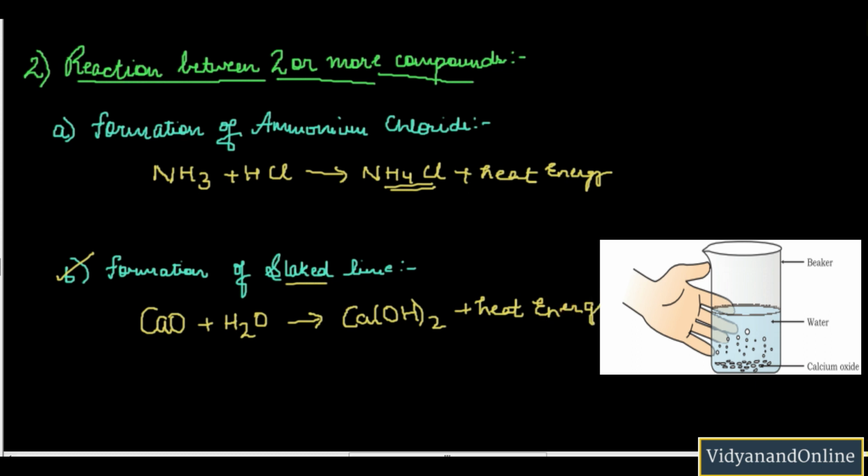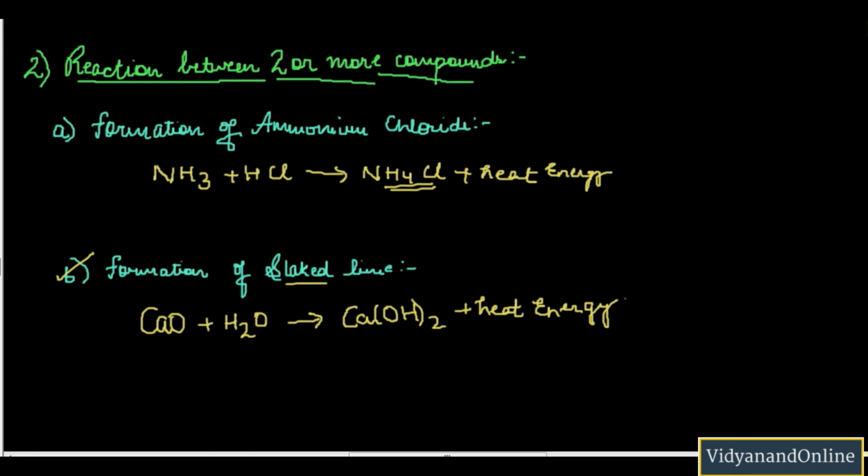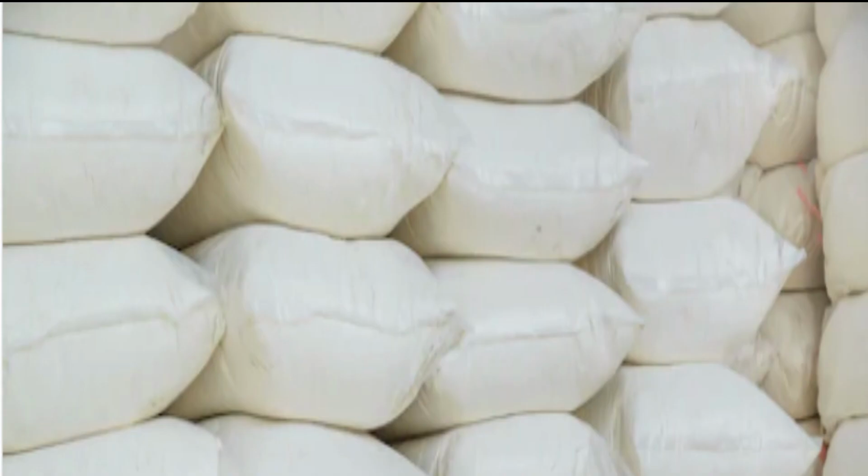Okay. Now you may get the question: what is the substance which is used for whitewashing? So your answer has to be quicklime. Quicklime is the substance which is used for whitewashing.